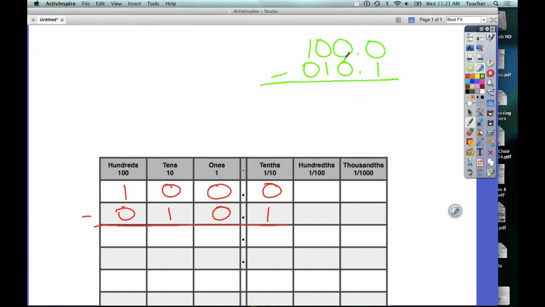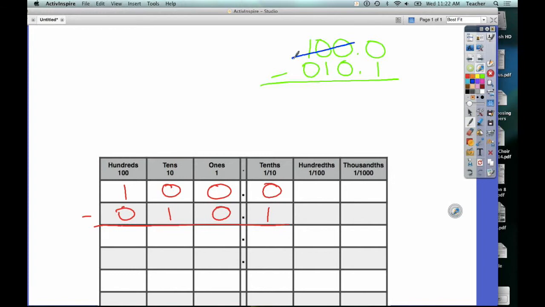Can you borrow from nothing? No. Look at the next neighbor. Can you borrow from that neighbor? Nope. So you have to borrow from the 1. In a situation like this, cross out the 100. I'm borrowing 1 from the 100, because I can't borrow from 0, but I can borrow from 100, right?